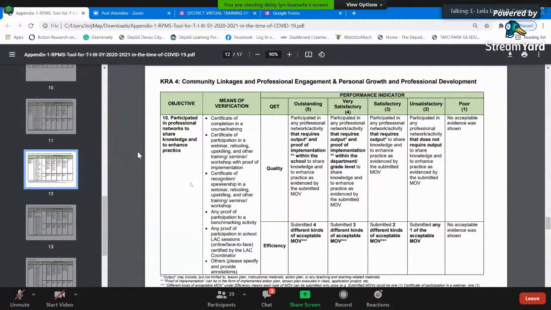Okay, as was thoroughly discussed also by Ma'am Catao, these are the following MOVs you are going to choose: certificates of completion in a course training, then certificate of participation in a webinar, upskilling and other training.